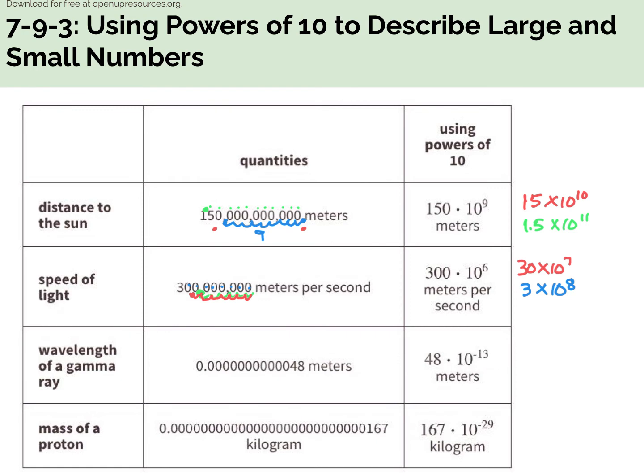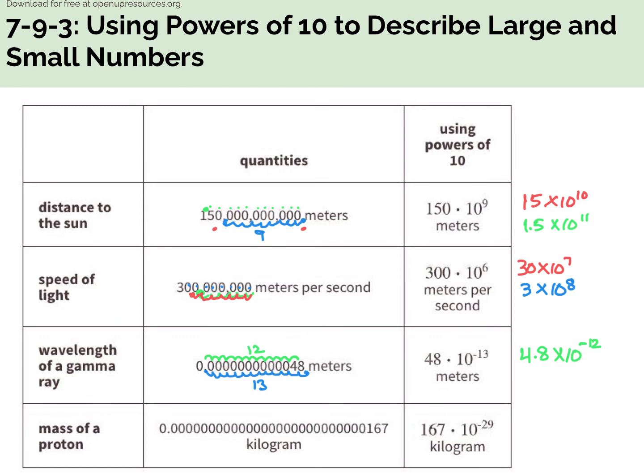So let's go ahead and count to go from here to the 48. So we're going to have 1, 2, 3, 4, 5, 6, 7, 8, 9, 10, 11, 12, 13. Okay? So it's to the negative 13. What's another way we can write this? Notice how I put all the bumps there. If we count them, this is actually 12. So it'll be 4.8 times 10 to the negative 12 because that's a decimal. It's a really, really small number.